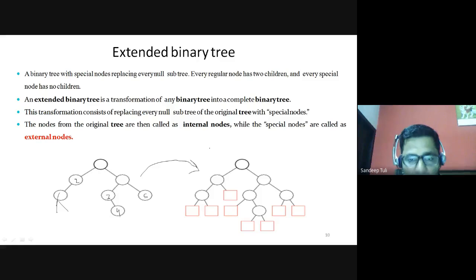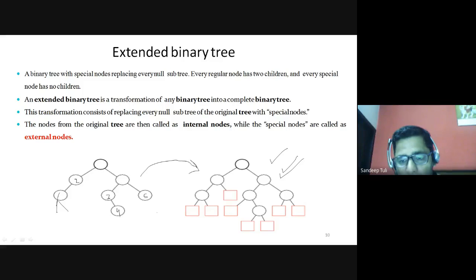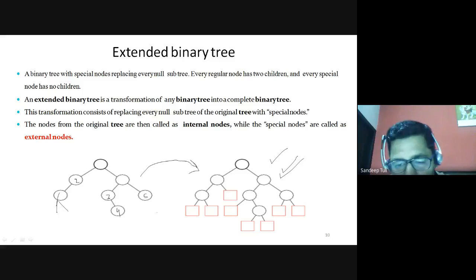We are adding or extending the nodes until each node has 2 children. Now, is this a full binary tree? Tell me. No, sir. Is this a complete binary tree? Yes, sir. Is this a complete binary tree? No sir, I told you 2 minutes ago.